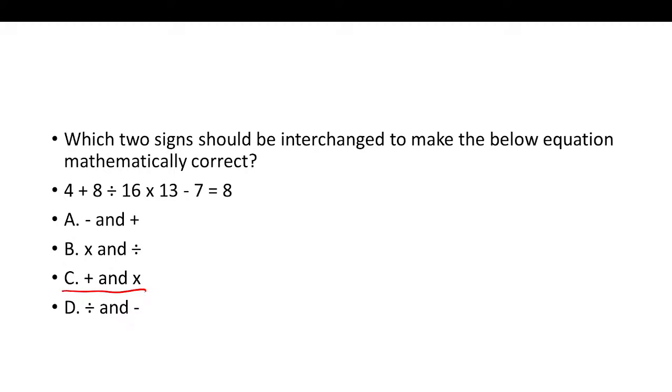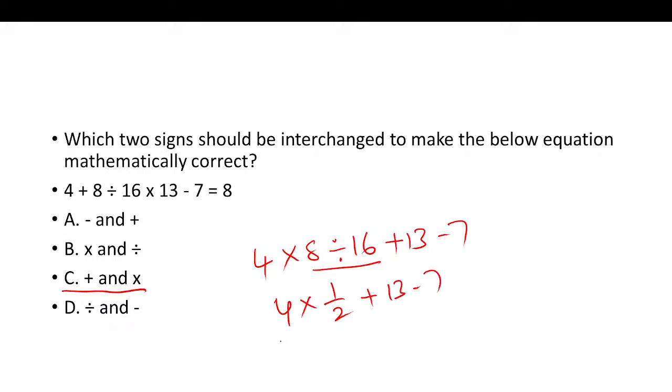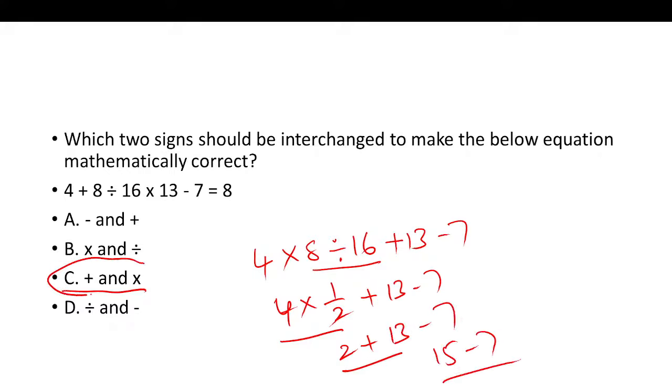In this one, plus and into are interchanged. 4 into 8 division 16 and 16 plus 13 minus 7. First you have to operate division. 4 into 1 by 2 plus 13 minus 7. Then you have to operate into, here the value is 2 plus 13 minus 7. So 15 minus 7, 8. Which option is correct? Option C is the correct answer. So you have to interchange the signs, plus and into.